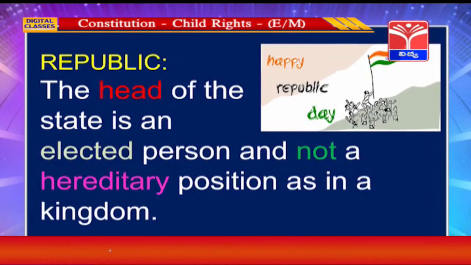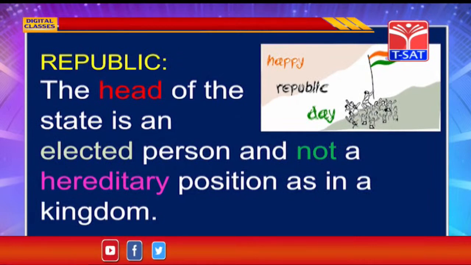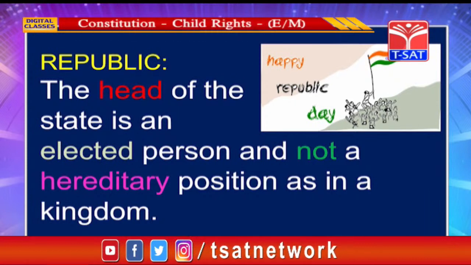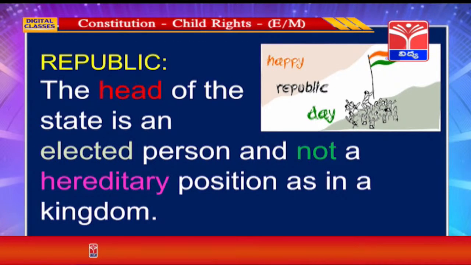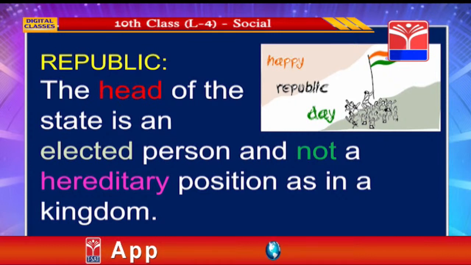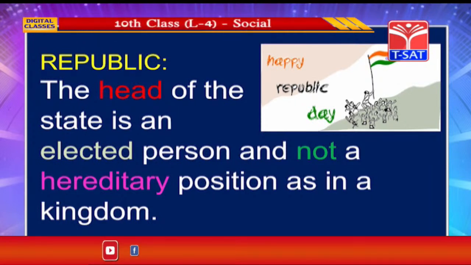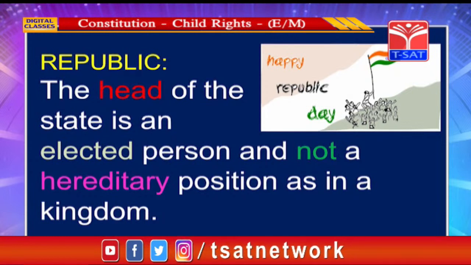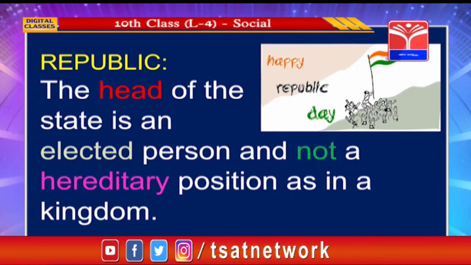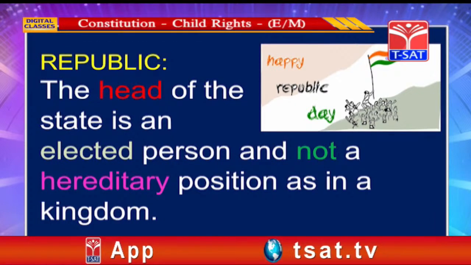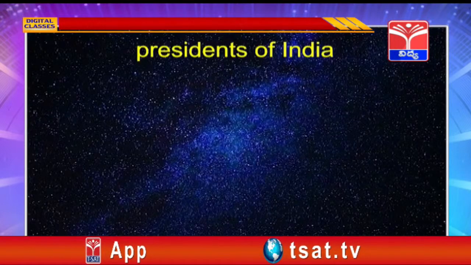Now let us see the republic. The head of the state is an elected person and not a hereditary position as in a kingdom. That means the head of the country, the president, is indirectly elected, as our people's representatives elect this person. Every term of 5 years we change him, the election takes place again, and there is a new president.